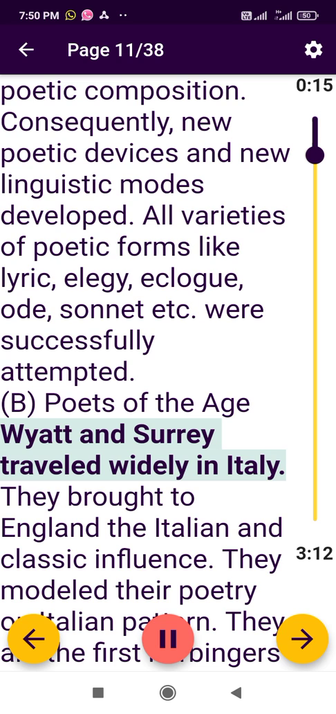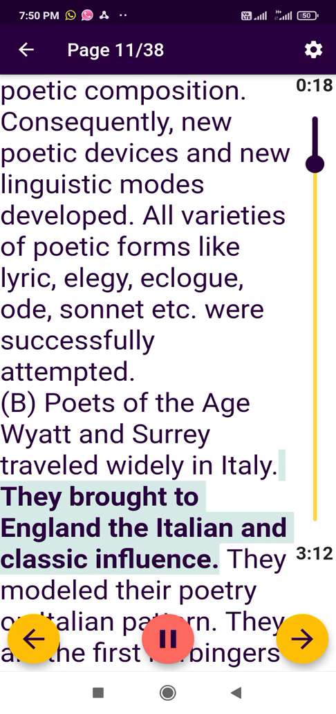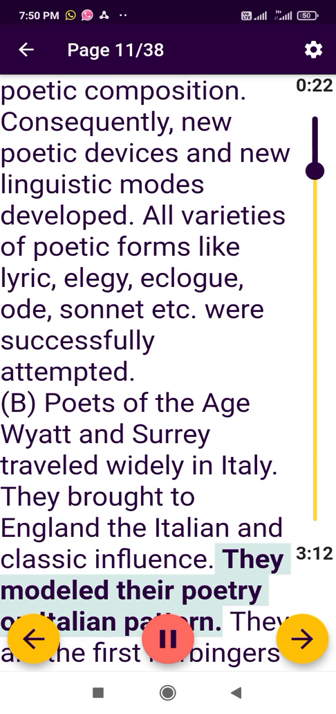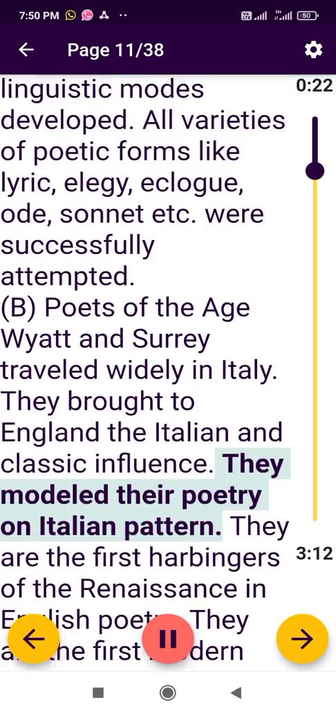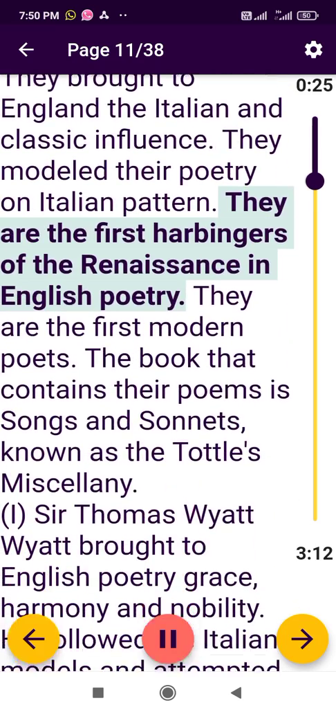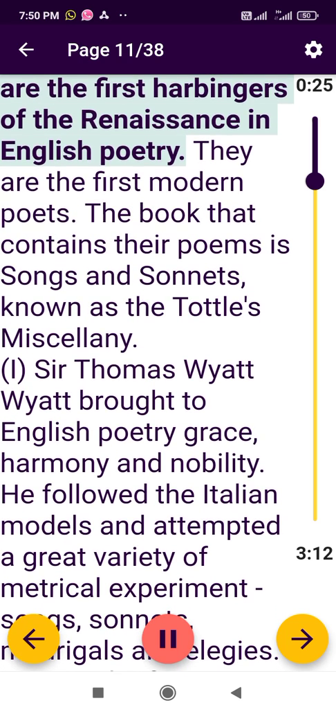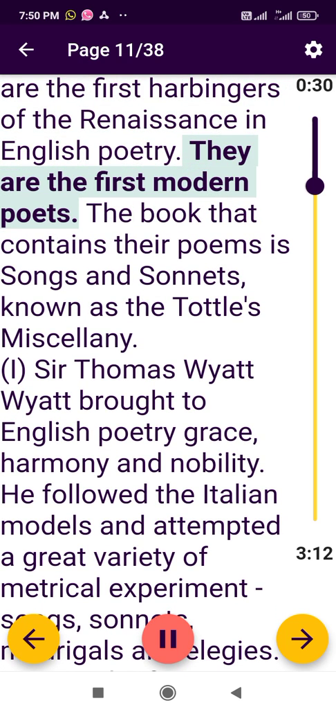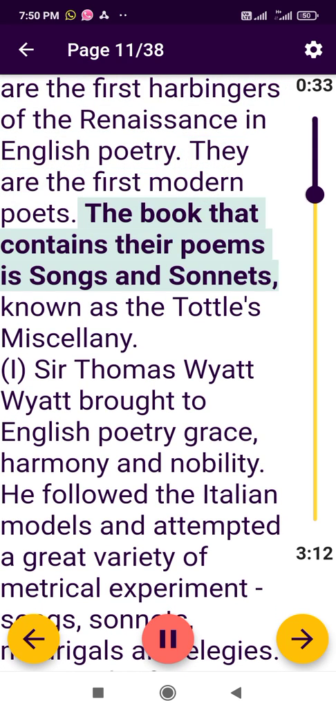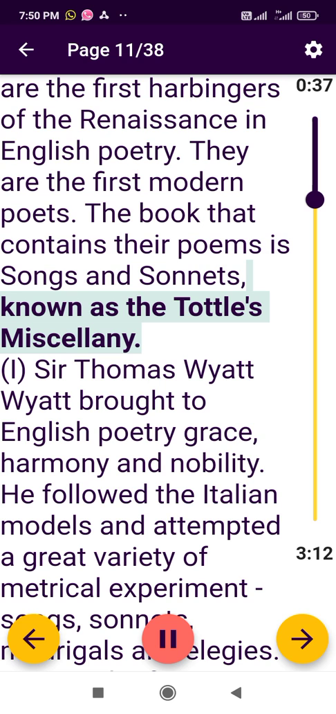Wyatt and Surrey travelled widely in Italy. They brought to England the Italian and classic influence. They modelled their poetry on Italian patterns. They are the first harbingers of the Renaissance in English poetry. They are the first modern poets. The book that contains their poems is Songs and Sonnets, known as Tottel's Miscellany.